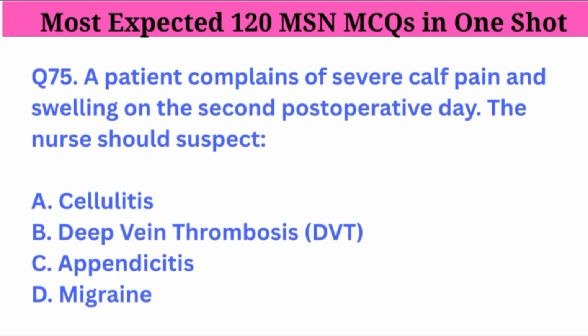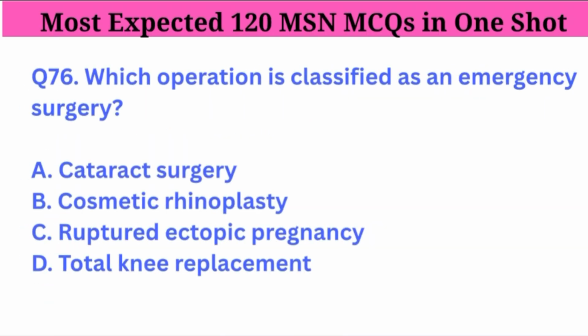A patient complains of severe calf pain and swelling on the second postoperative day. The nurse should suspect what? The correct answer is option B, DVT or deep vein thrombosis. Which operation is classified as an emergency surgery? Your correct answer is option C, ruptured ectopic pregnancy.